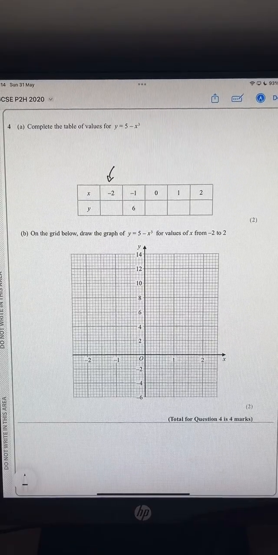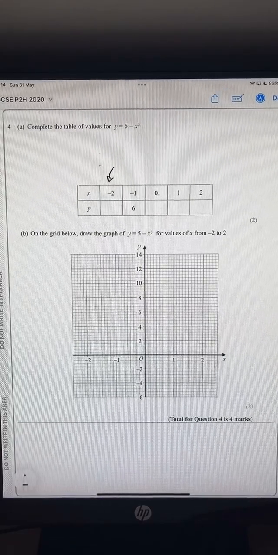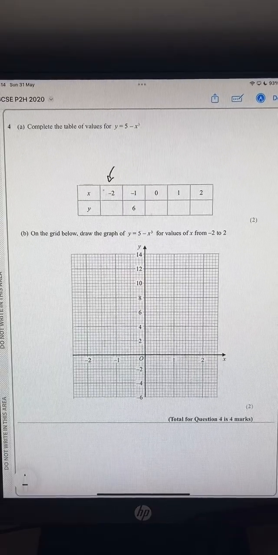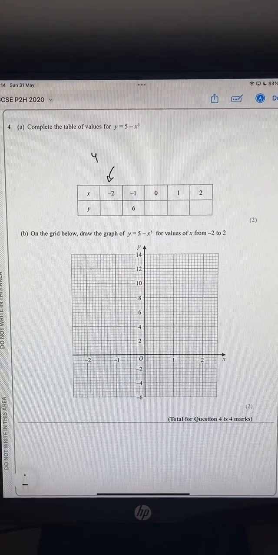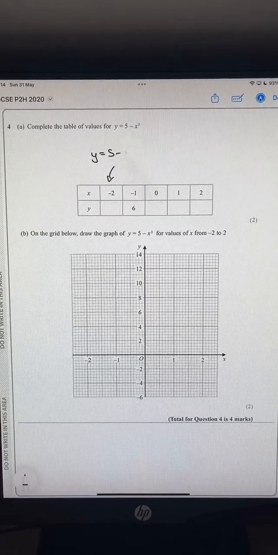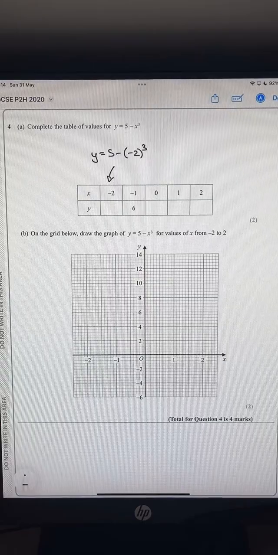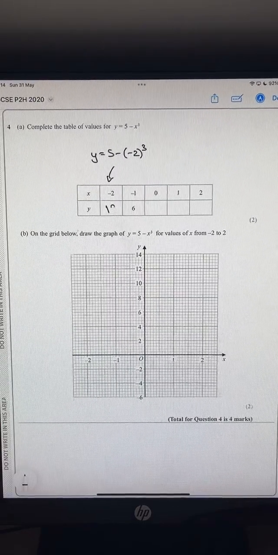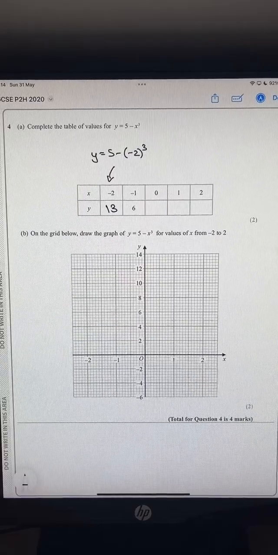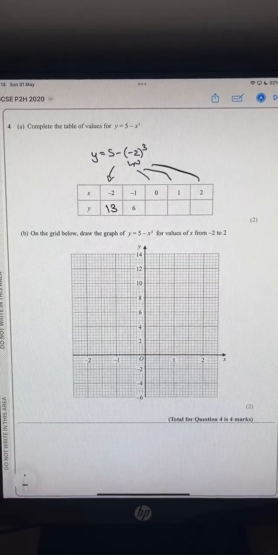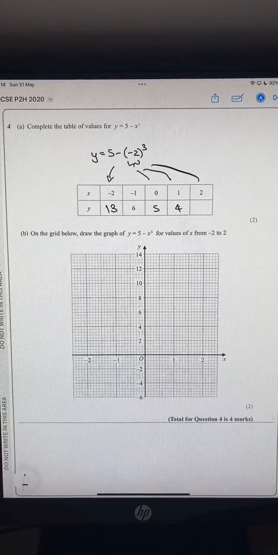Okay, so for this one, it's just simple substitution. Here, I'll write down what I type into my calculator. I need to find my y value. They tell me my x value here. Literally just sub it in. y equals 5 minus, and then I put my brackets, minus 2, whole cubed. That's basically equal to 5 minus minus 8, and I get 13. I do the same thing here. Wherever I have my brackets, I replace it with the 0, the 1, or the 2. And then I get 5, 4, and negative 3.